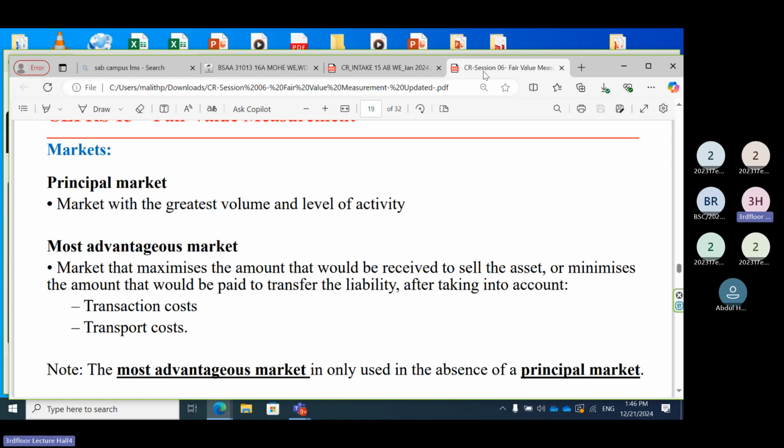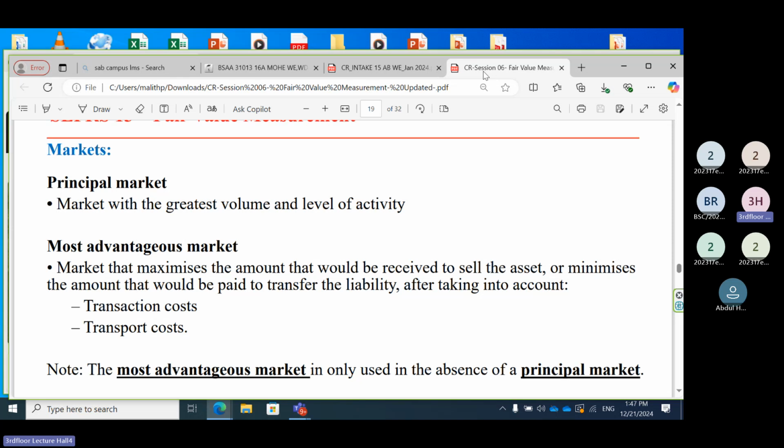So once you are dealing with the markets, and considering transaction costs and transport costs, you have to evaluate which market is beneficial to your organization. So the most advantageous market may be specific to your organization. You have to evaluate that by considering transaction costs and transport costs. After evaluating both factors, you have to decide what the most advantageous market is.